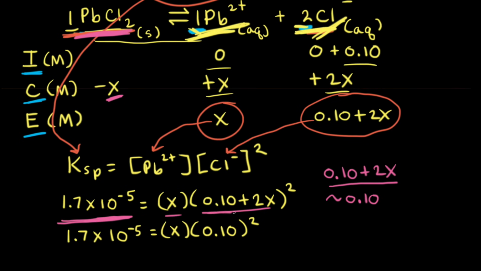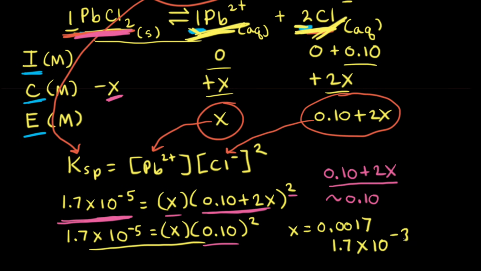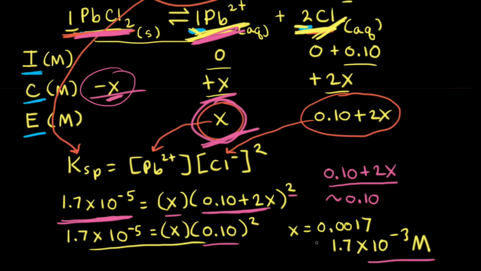So instead of writing 0.10 plus 2x squared, we just have 0.10 squared. Solving for x, we find that x is equal to 0.0017, which we could just write as 1.7 times 10 to the negative third molar. It's okay to write molar here because this x value represents the equilibrium concentration of Pb2+. And if that's the equilibrium concentration of Pb2+, that's also the concentration of lead-2 chloride that dissolved. So this number, this concentration, is the molar solubility of lead-2 chloride in a solution at 25 degrees where the solution is 0.10 molar in KCl.